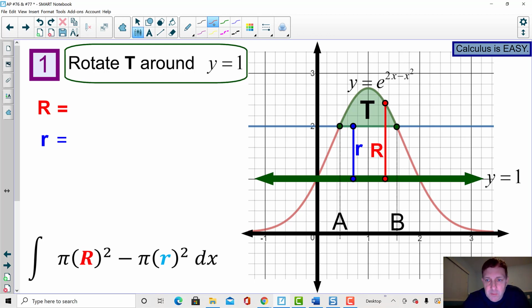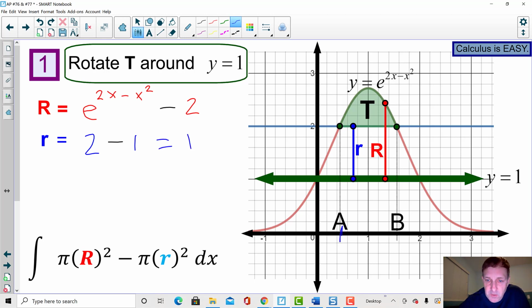So for this first example, the big radius is going to be the red one, and it's going to be the top minus the bottom, so it's the curve, and then minus, and then the bottom is just y equals 2. For the little radius, we're doing the top minus the bottom, but the top is 2, minus, and then the bottom is just 1. It's just y equals 1. So the little radius is always going to be 1.